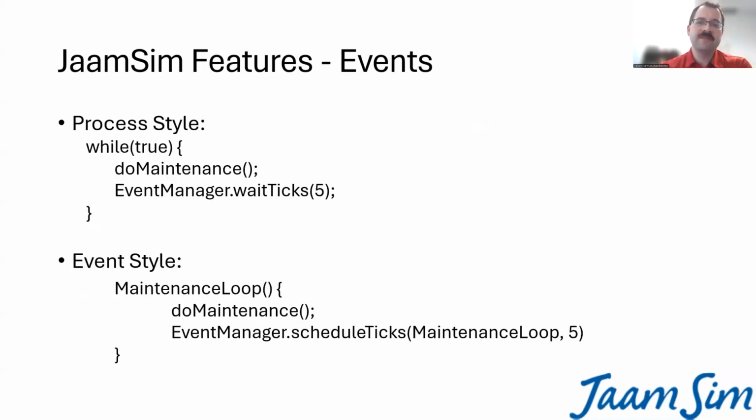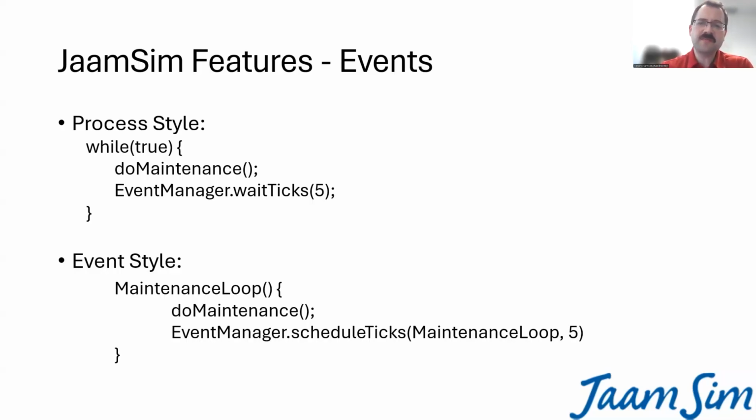As an example of what that would look like in the process style, when you're writing that code, you can essentially just put a wait in the middle of your code, and that will come back to keep executing that code after a certain amount of simulation time. Say you had some sort of maintenance loop going on: you could loop forever, do the maintenance, and then wait 5 ticks before doing that maintenance again. And that will loop forever during your simulation run. Every 5 ticks, it will call that do maintenance method and update the state.